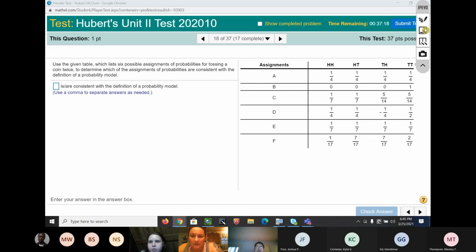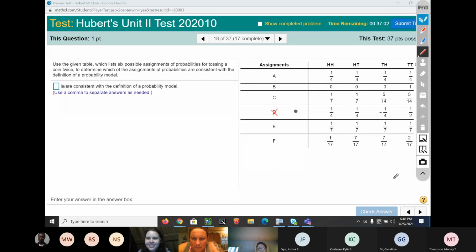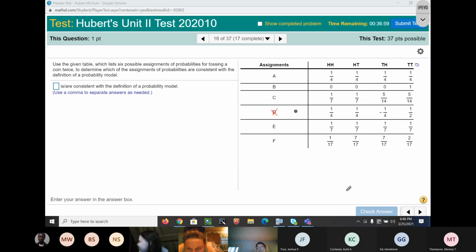D is one of them because it's a negative. Good. So D is not one. Where else? I can't remember. Do we add these across? We add them across to see if they equal 1, correct? Yep, and you got to have common denominators.